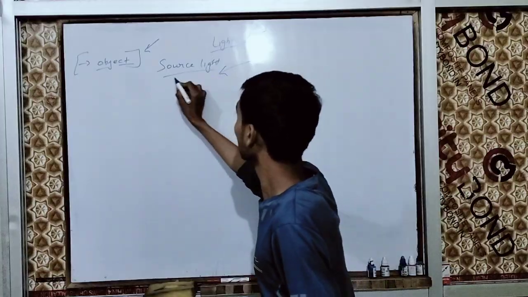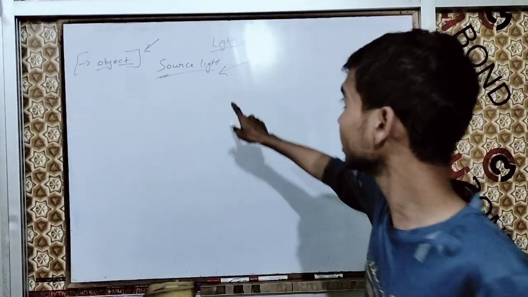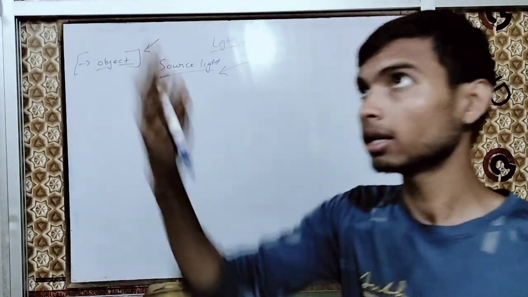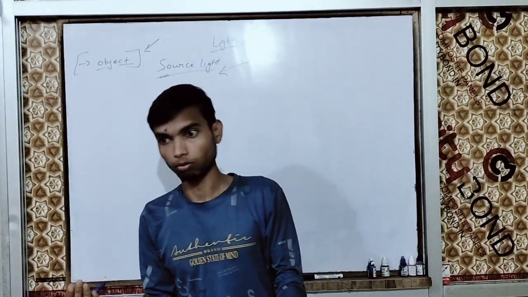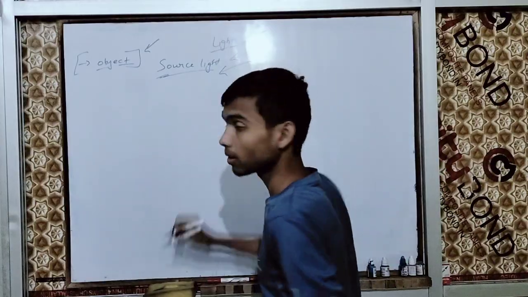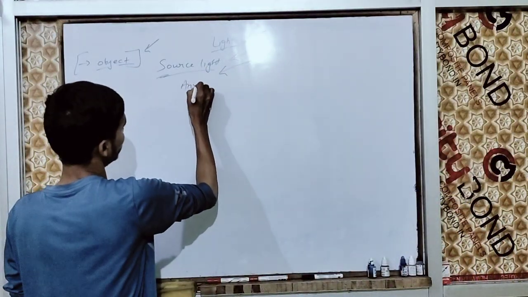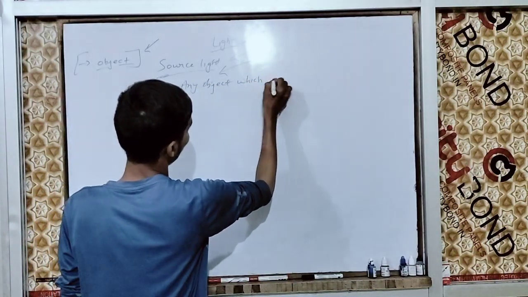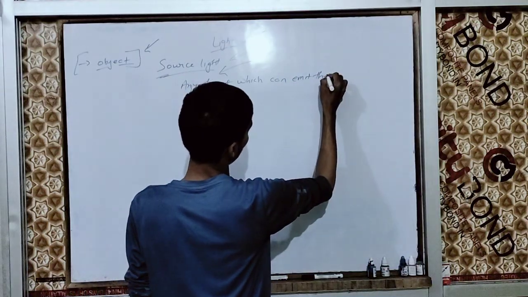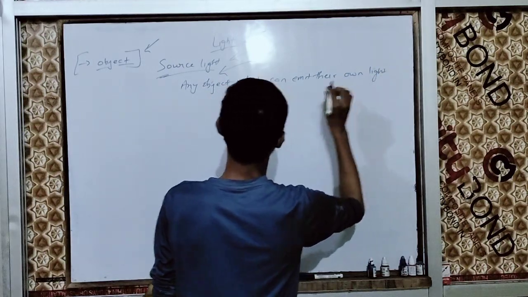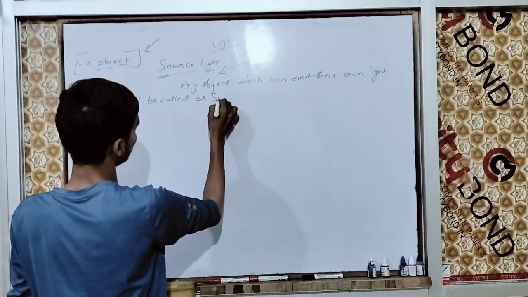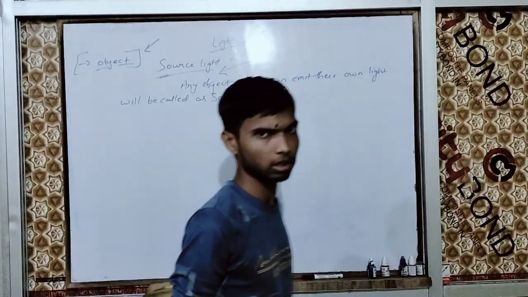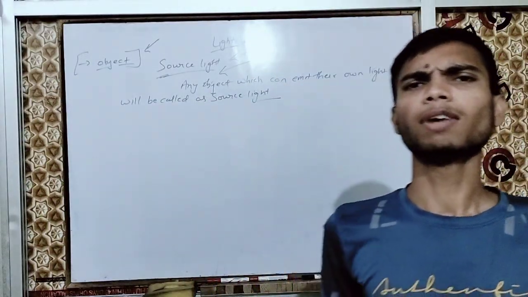A source of light is a light. This type of object will give light. For example, a bulb, a laser light, LED, mercury, all of this. A phone is also a light source. This mobile is also a light source. So remember, any object which can emit its own light will be called a source of light. Remember this. That's it. Any object which is emitting its own light, we will call that object a source of light.